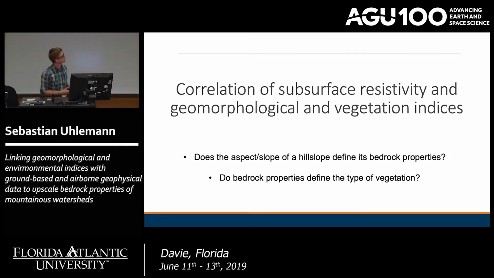So this brings me now to our correlation of the subsurface resistivity with geomorphological and vegetation indices. And why do we actually want to do this? As I pointed out at the beginning, there's quite a lot of work recently being done in geomorphology where people try to estimate soil thickness, but also regolith thickness, just from topography alone. So mainly just from aspect and slope of hill slopes. So what we're trying to do is validate whether these approaches are actually working. And we're also interested in which type of vegetation grows on which type of bedrock or which type of resistivities.